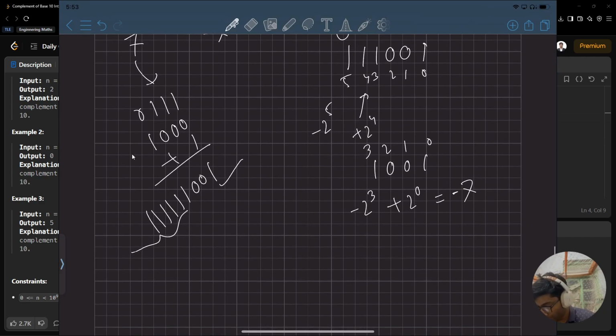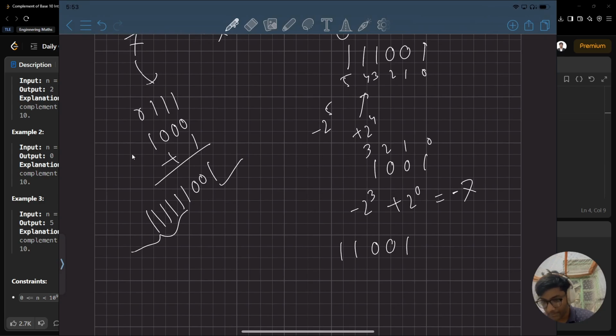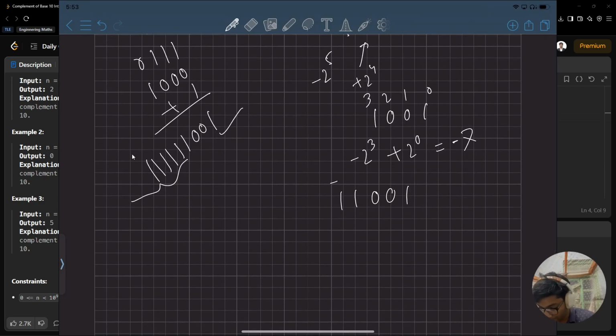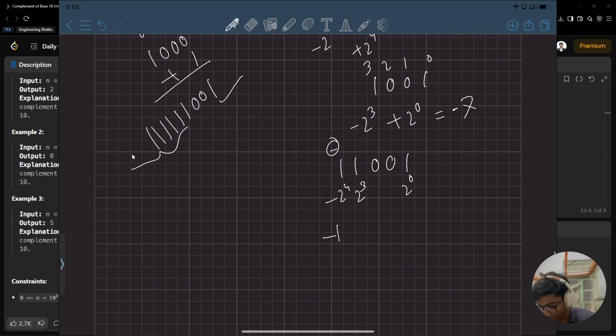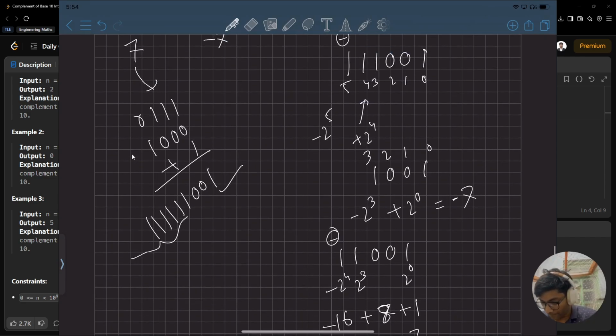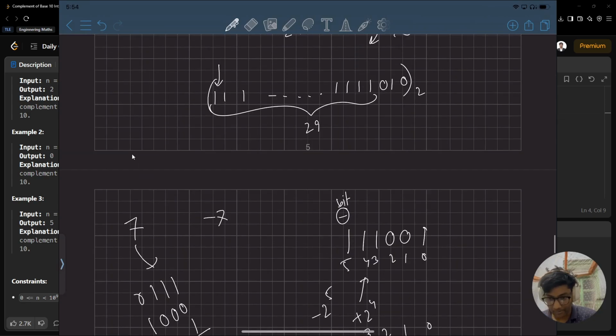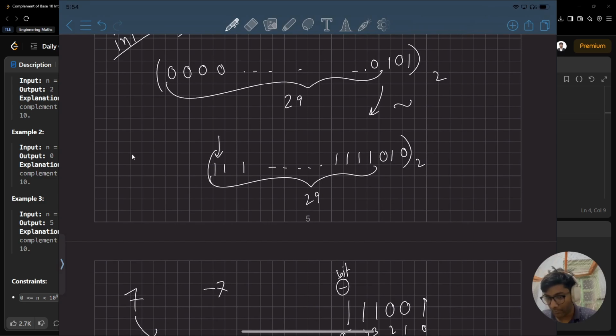So if we do 11001, we added one more, so now this is the negative bit: minus 2 to the power 4, plus 2 to the power 3, plus 2 to the power 0. So minus 16 plus 8 plus 1. So this is still minus 7. This is the way 2's complement representation works. So I have shown that it does not matter how many ones I have in front, as long as the most significant bit is 1.